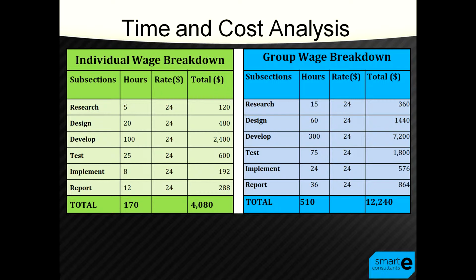Of these 170 hours, they would be broken up into smaller categories. They are as follows: 5 hours for research, 20 hours for design, 100 hours for development, 25 hours for testing, 8 hours for implementation, and 12 hours for report writing. Each group member worked on a different total amount of hours and total hours for each section.